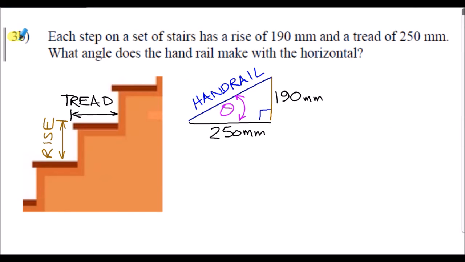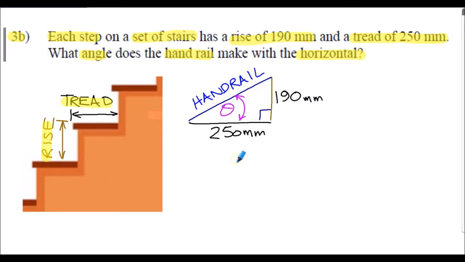Question 3b. Each step of a set of stairs has a rise of 190 millimeters and a tread of 250 millimeters. What angle does the handrail make with the horizontal? So just be careful with the terminology used here. When it mentions rise, that's this height here of a step. When it mentions tread, that's this width here of the step. A bit of terminology there for us.